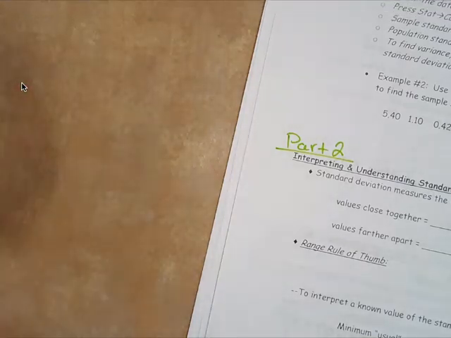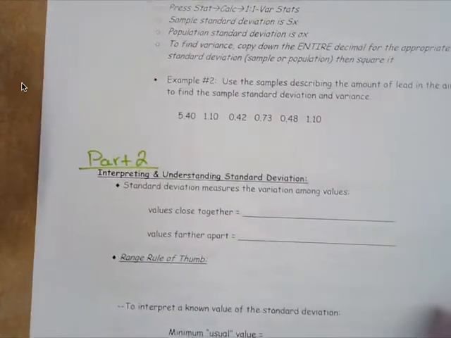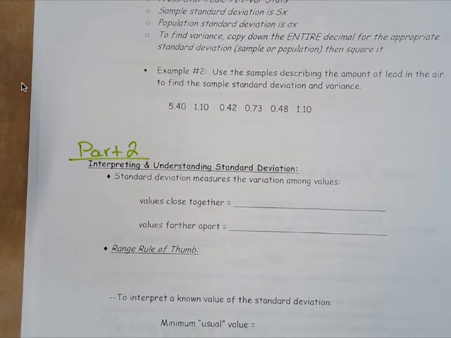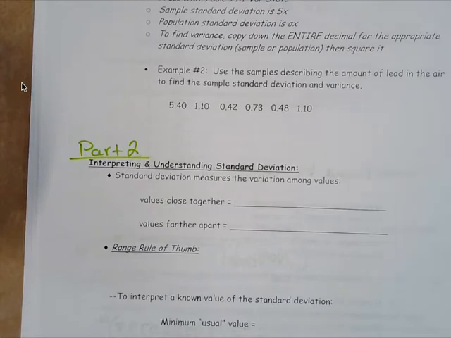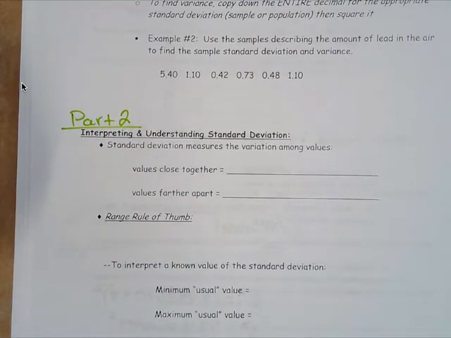Let's look at 3.2 part 2. So we were talking about standard deviation and variation and variance. So we are going to learn how to interpret standard deviation. Standard deviation measures the variation among values.